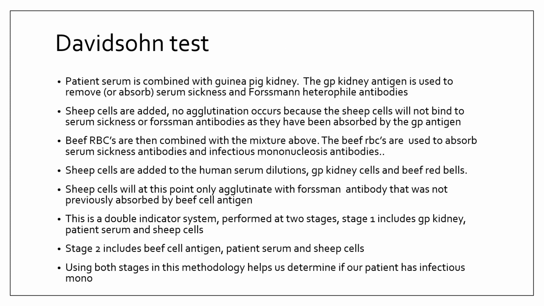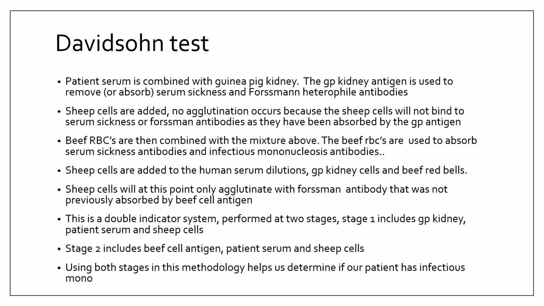In the Davidsohn test, we're going to take guinea pig kidney and combine that with patient serum, and the guinea pig kidney antigen is used to remove, actually absorbing, the serum sickness and Forssman heterophile antibodies. Then we add sheep cells. No agglutination occurs because the sheep cells will not bind to serum sickness or Forssman antibodies, as they've been absorbed by the guinea pig antigen.